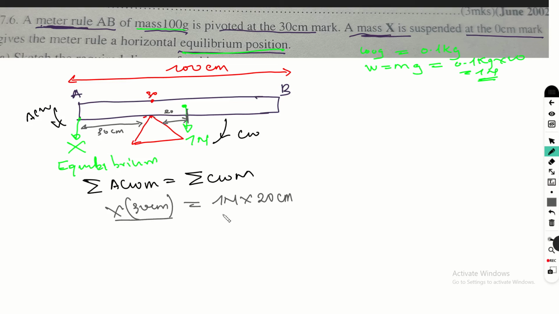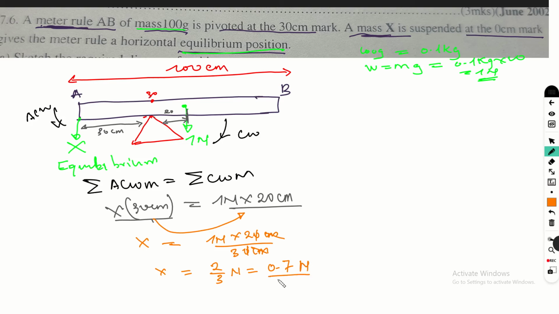So we divide both sides, and this one comes this way. You have x equal to 1 newton times 20 centimeters over 30 centimeters. The 0 cancels the 0. Here x will be equal to 2 on 3 newtons, which is about 0.7 newton. So that is the weight, but they're asking for what?